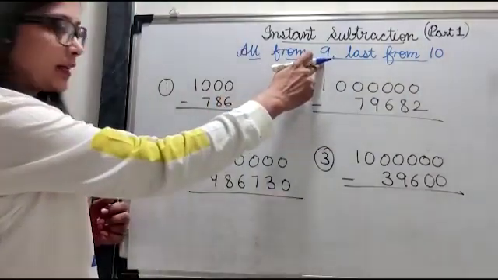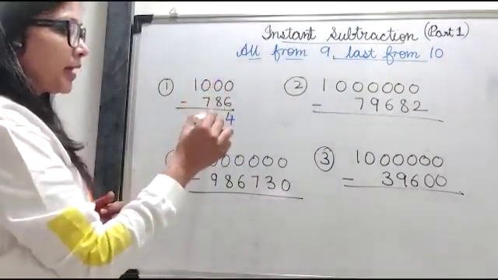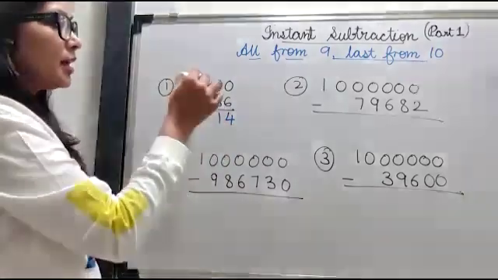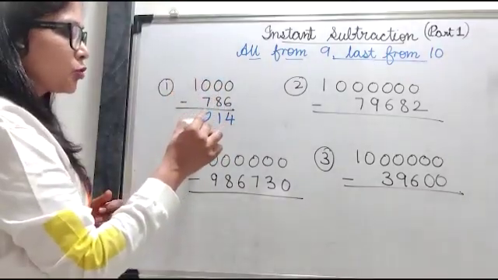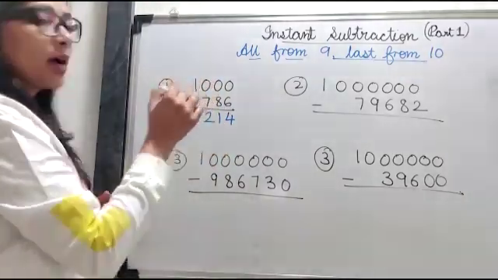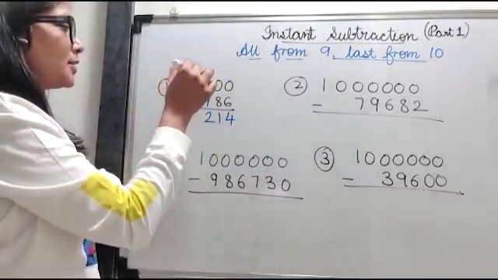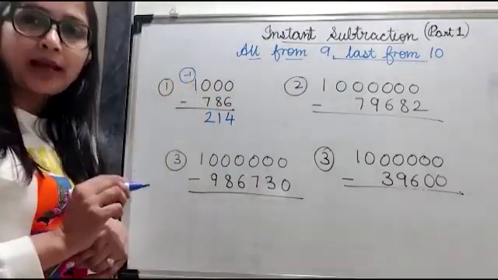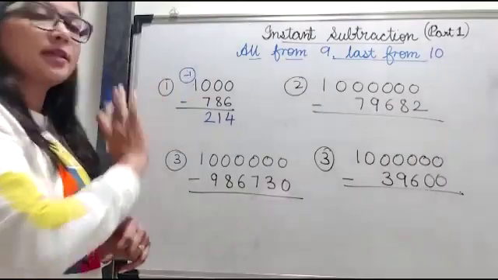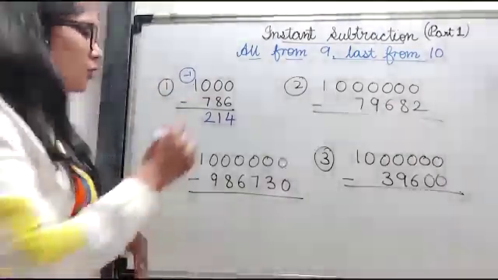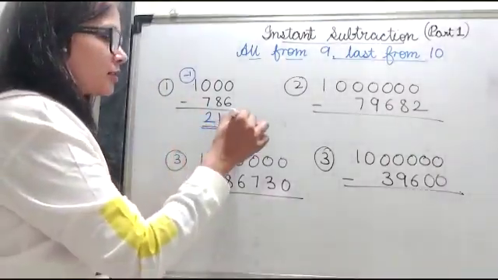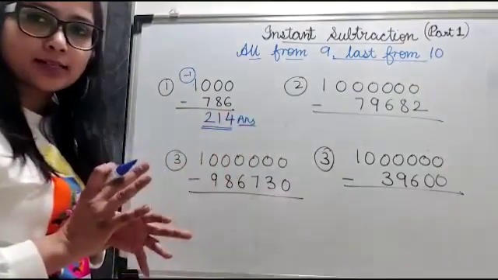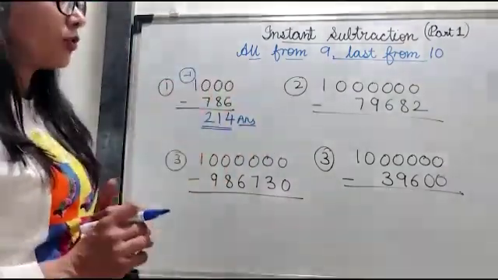Rest all from 9. So 9 minus 8 is 1. 9 minus 7 is 2. And whenever you have a 1, the concept applied is preceding number minus 1. So 1 minus 1 simply gives you 0. So this is your answer. No borrowing, no cutting. Just apply the concept and just follow it on.